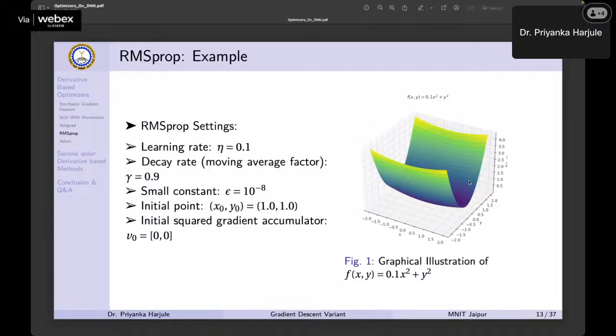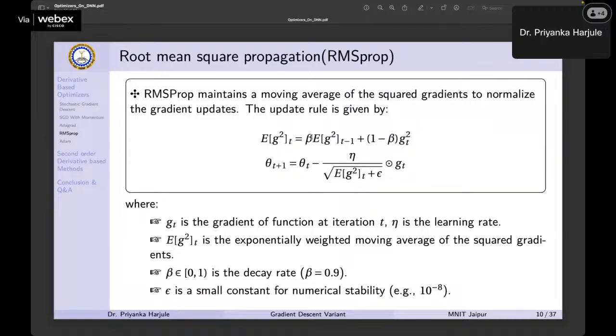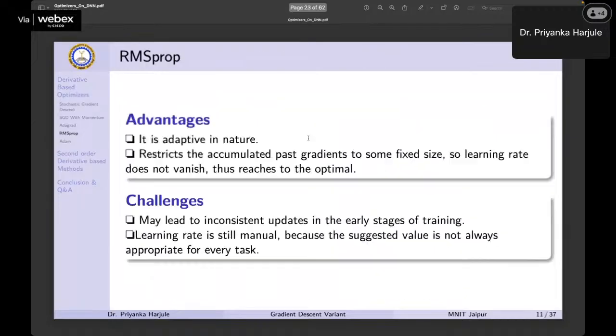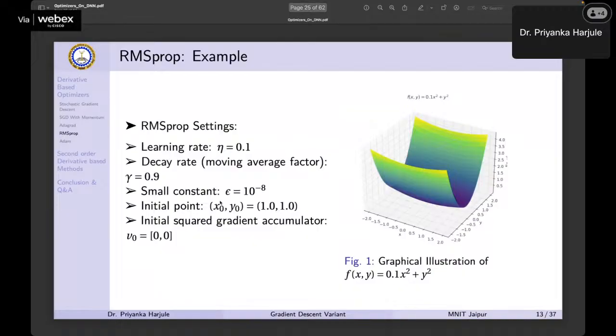So if you take the RMSprop settings, you assume the learning rate to be 0.1, and the decay rate, that is the moving average factor, to be 0.9. That was beta here. Okay, so this we are taking to be 0.9, and a small constant to avoid the denominator going to 0 is 10^-8, and we start initially from (0.1, 1), and the initial squared gradient accumulator we take to be (0, 0).